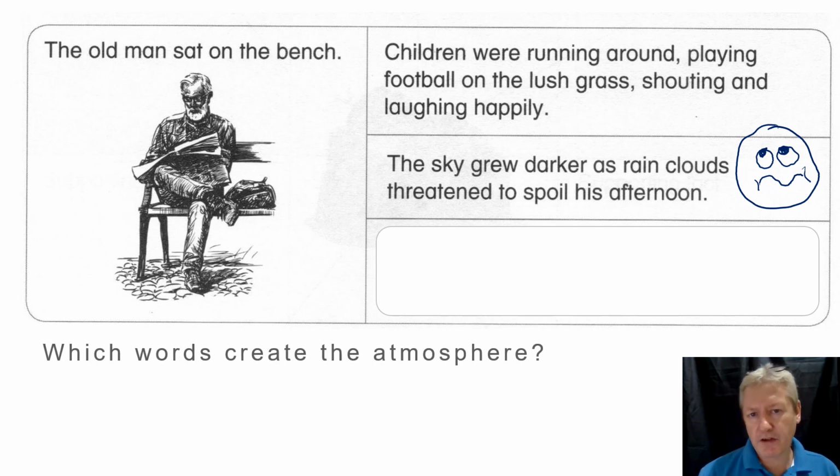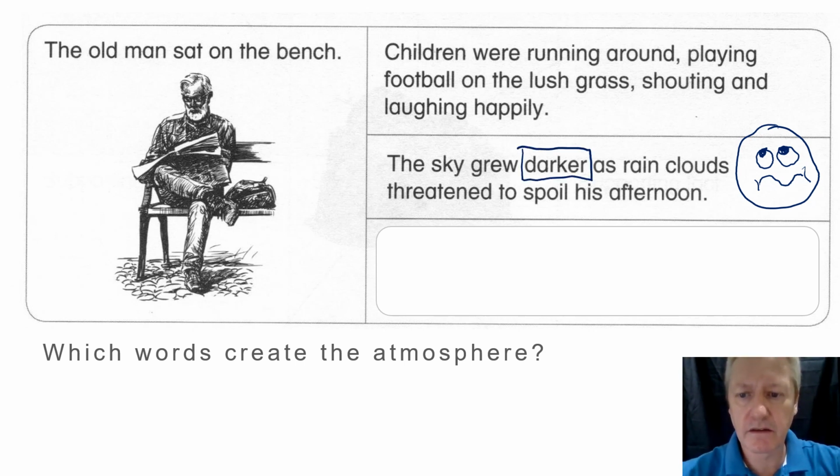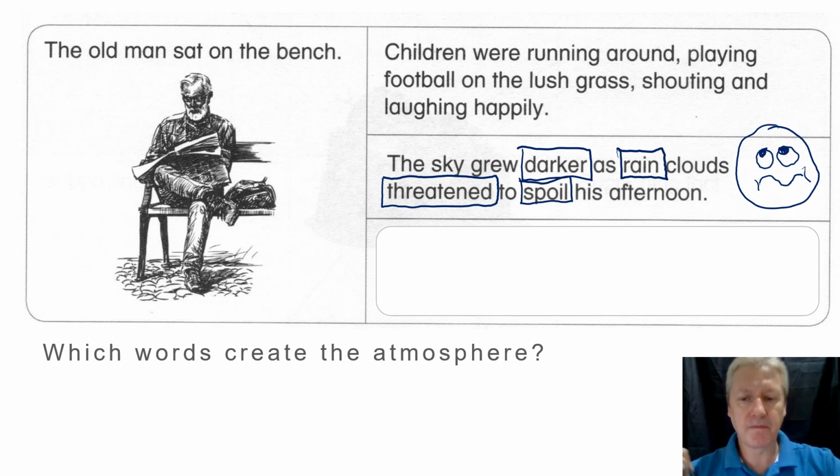The words that are creating this atmosphere are the sky growing darker. And there are clouds, but not nice white fluffy clouds, but rain clouds. This word is very negative. They threatened to spoil his afternoon. So, four words to make it seem very negative in only one sentence.